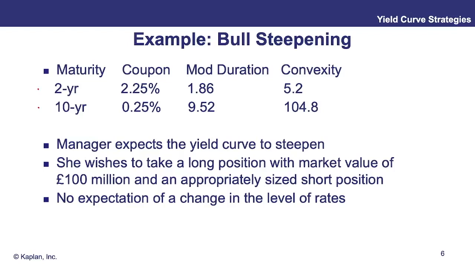The manager expects the yield curve to steepen, okay? She wishes to take a long position with a market value of $100 million, pounds, apologies, and an appropriately sized short position. All right, sounds like you might have to calculate that. No expectation of a change in the level of rates for now, all right, but with bull coming in later, we know we expect rates to fall. We might adjust our position to accommodate a fall in rates part of the way through the analysis.